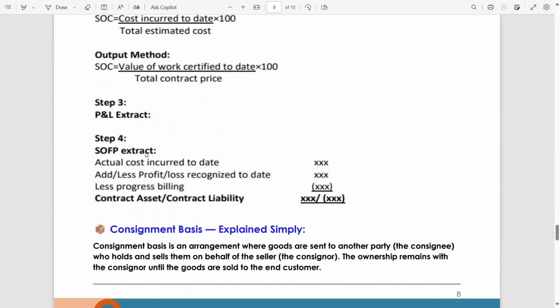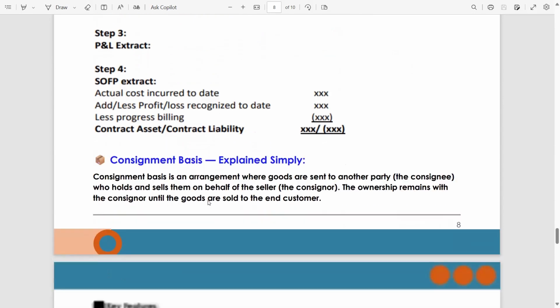After that, step 4, SOFP extract. Actual cost incurred to date, add or less profit or loss recognized to date. If there is a profit, then you will have to add. If loss, then you will have to less. Less progress billing, giving a contract asset or contract liability. If it's a liability, then you will book it as a liability. If an asset, then record it as an asset.